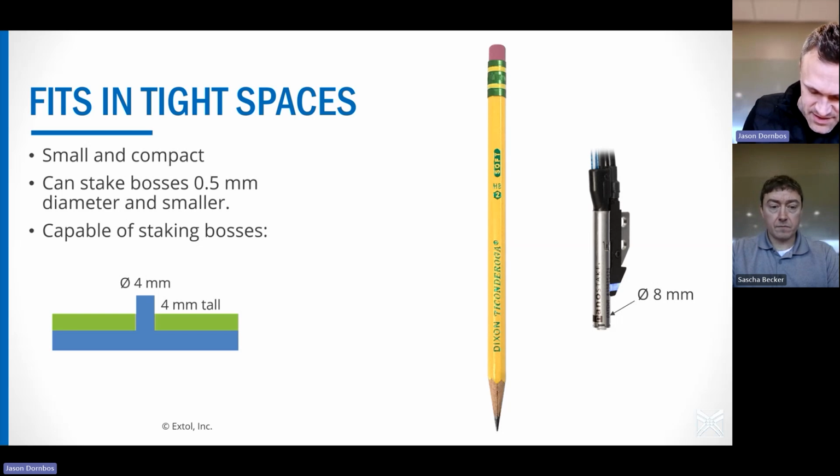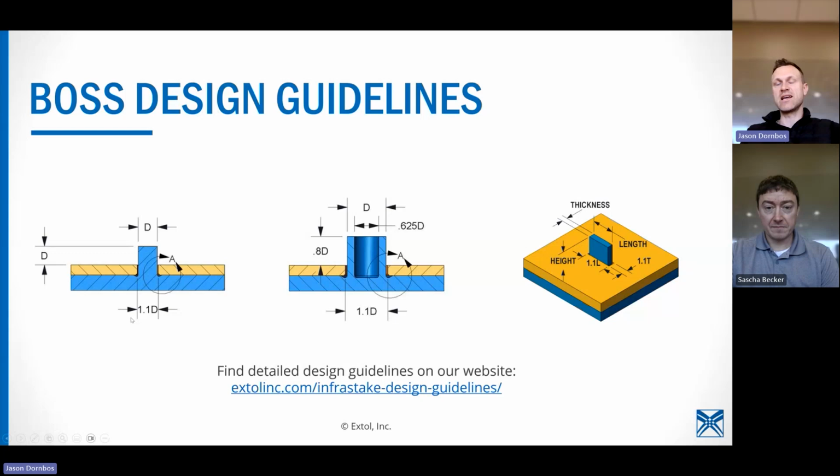What are the other questions in there? A question about size: I don't have a tight space, but my boss is 2 millimeters. Is infrared compatible with such size? With InfraStake, we can certainly stake small bosses, but the proximity of mating components and other things does impact the ability of InfraStake to get into the situation.